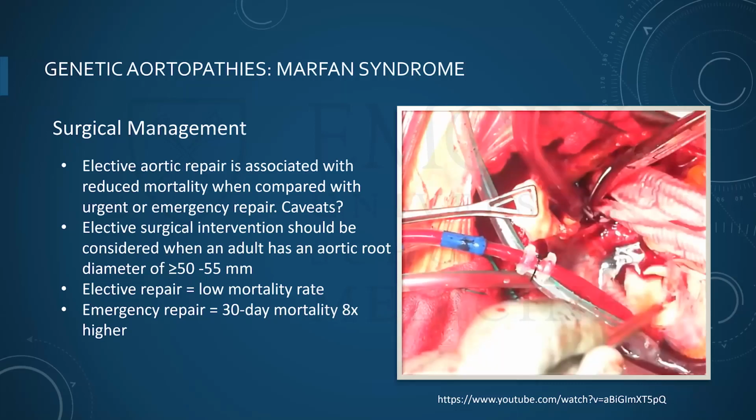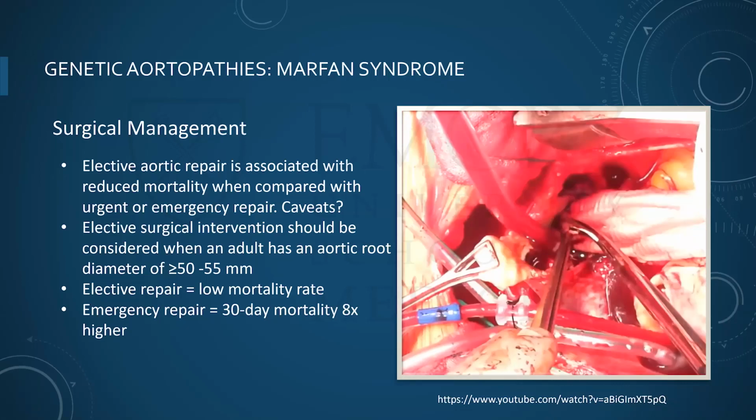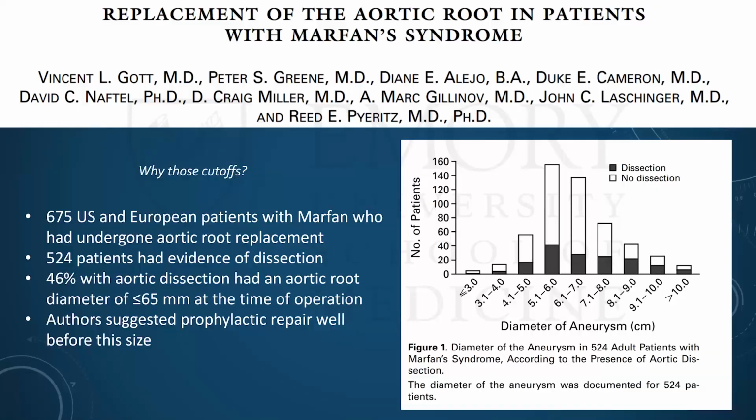This is a study of Marfan's patients. I think it was out of Hopkins, but this is a really important study. 675 US and European patients with Marfan syndrome who had undergone aortic root replacement were studied, and this graph depicts 524 patients that had dissection. What they found was that a very high percentage, 46% of patients with aortic dissection, developed their dissection before the aortic aneurysm had reached 65 millimeters. So they concluded that this should be done well before that. That's a large part of why prophylactic surgery is recommended at 50 millimeters.